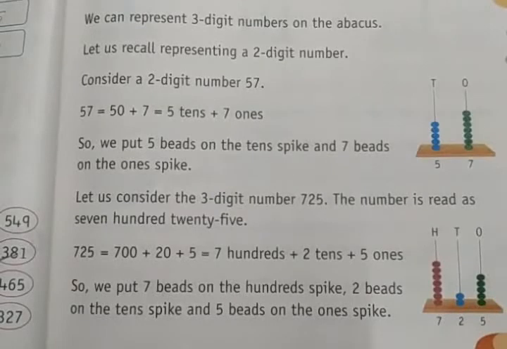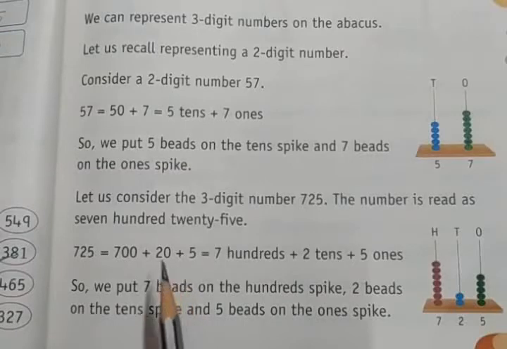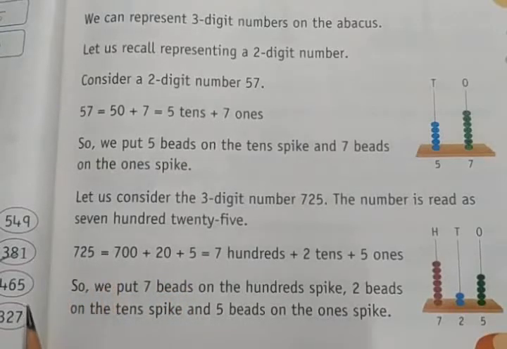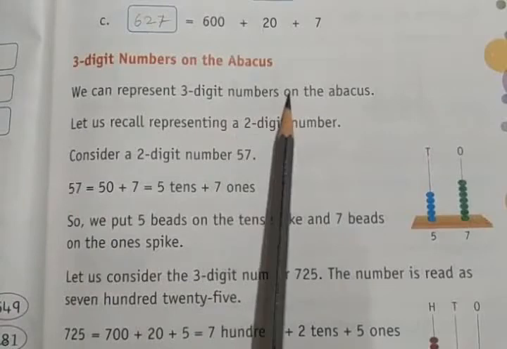In 3-digit numbers we have 3 spikes: 1 spike, 10 spike and 100 spike. So ones, tens, hundreds. For example, you have 725. The 5 is ones, 2 is tens, 7 is hundreds. Ones place, tens place, hundreds place. Clear? Based on this concept we have to work further.